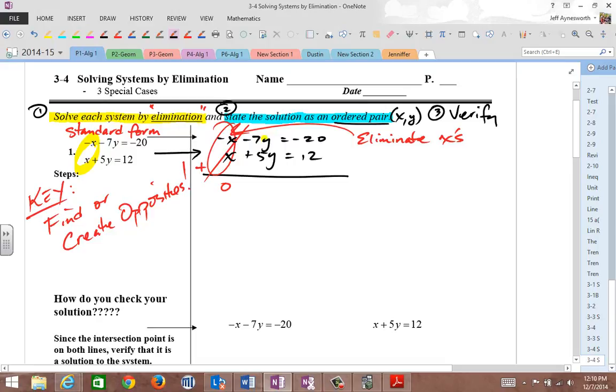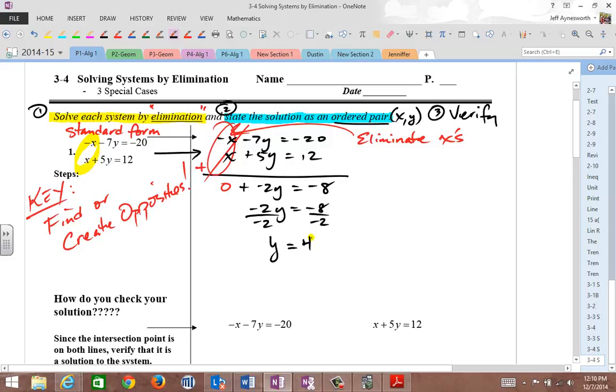Adding the y's, negative 7y plus 5y is negative 2y, so plus a negative 2y. And then add vertically here, negative 20 plus 12 gives you negative 8. Of course, 0 plus negative 2y is just negative 2y equals negative 8. Divide by negative 2, and solving for y, you get y equals 4.